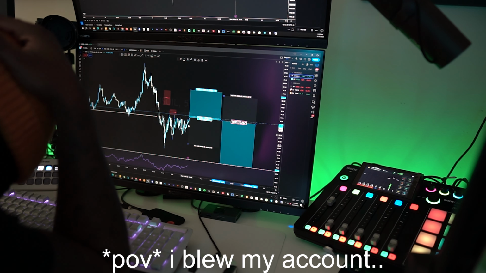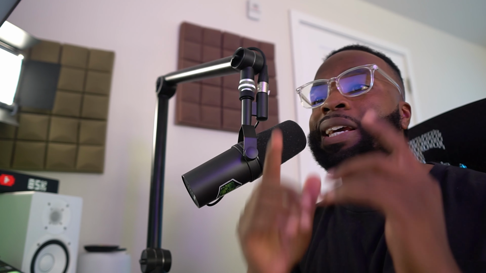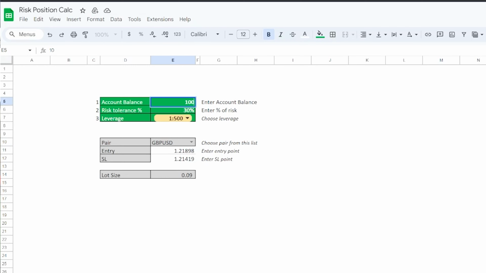Risk percent is probably the number one reason why you blow your accounts. You have no idea what the hell your risk percent is. Here's the idea you can do with a risk percent. What you want to focus on is a $100 account, no more than 15% overall, not per trade, but overall.